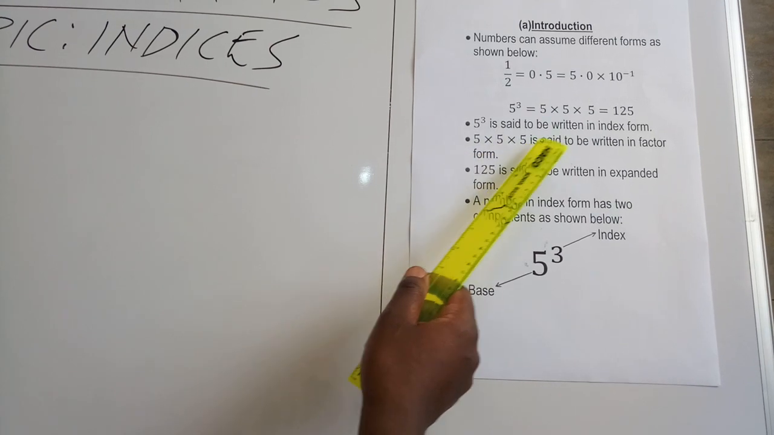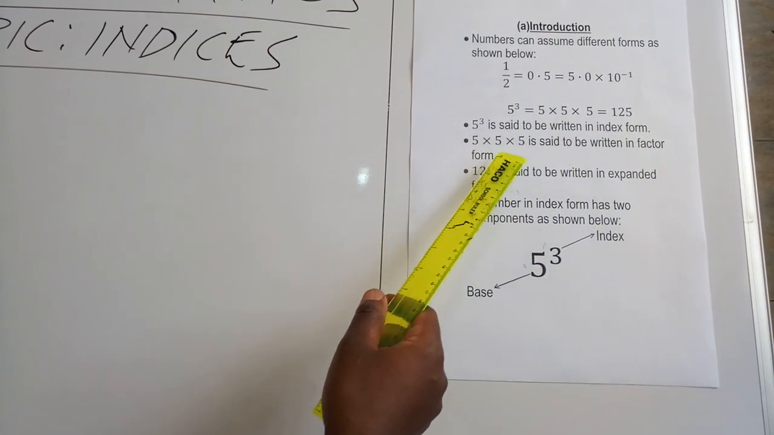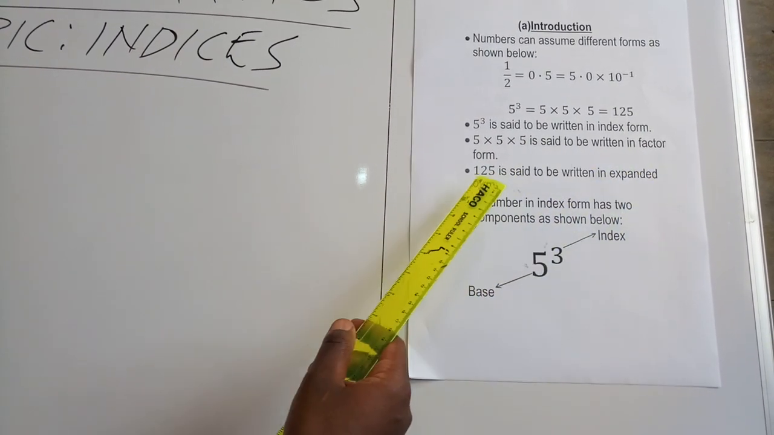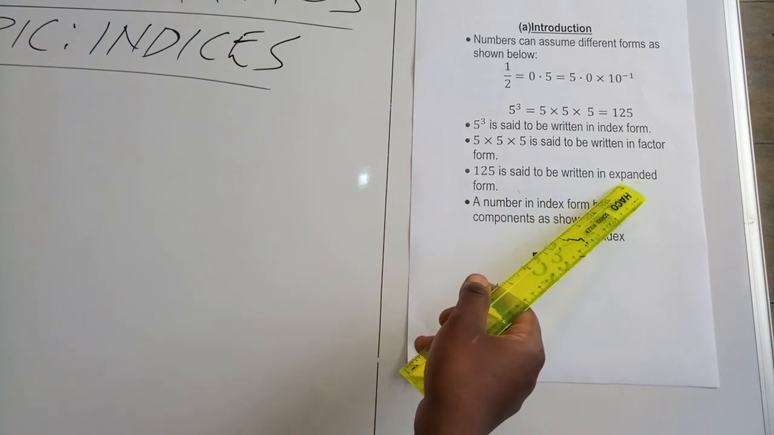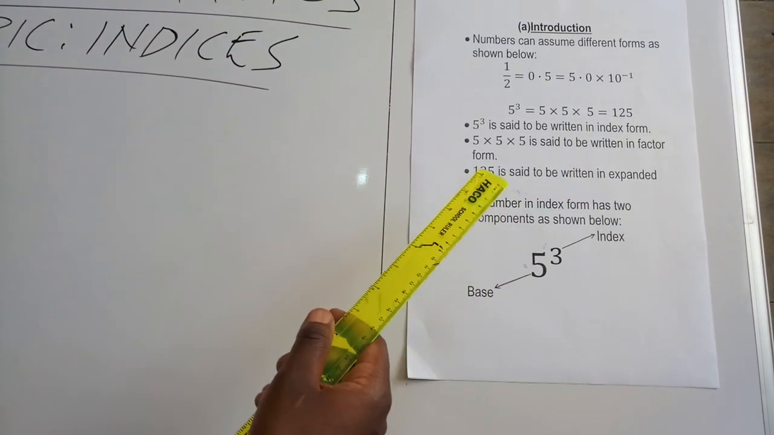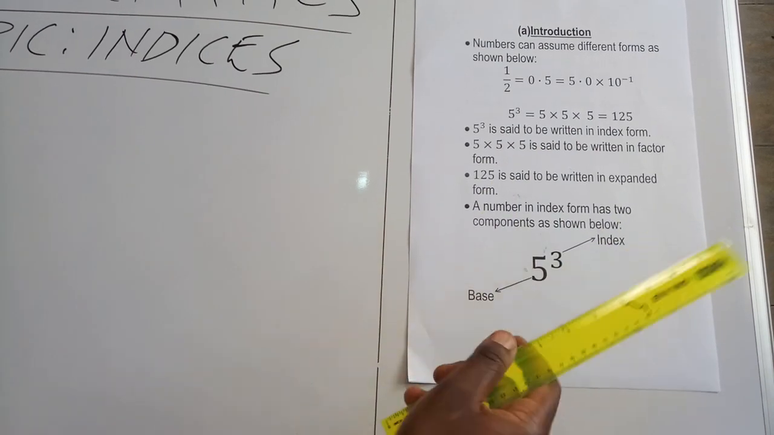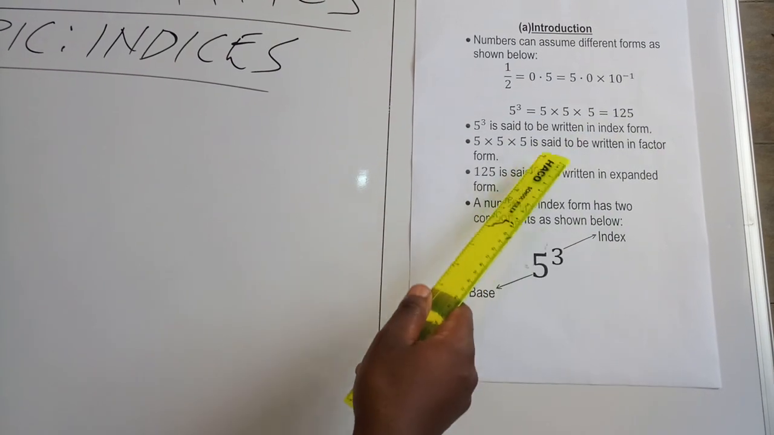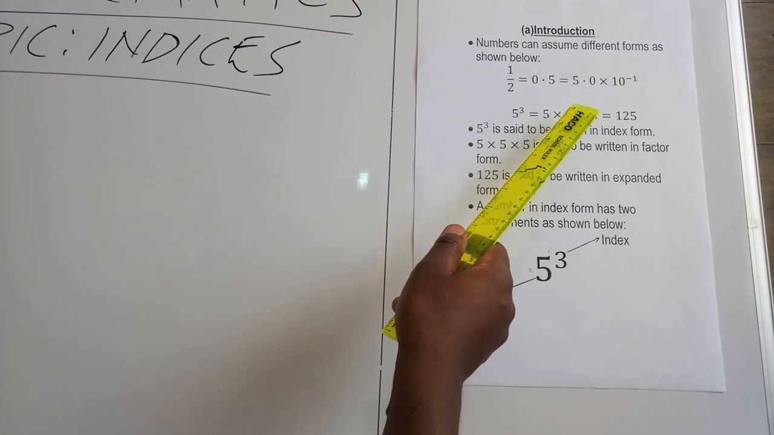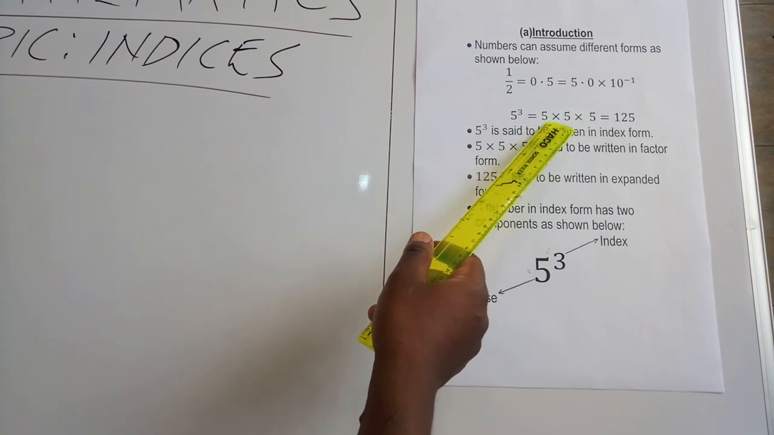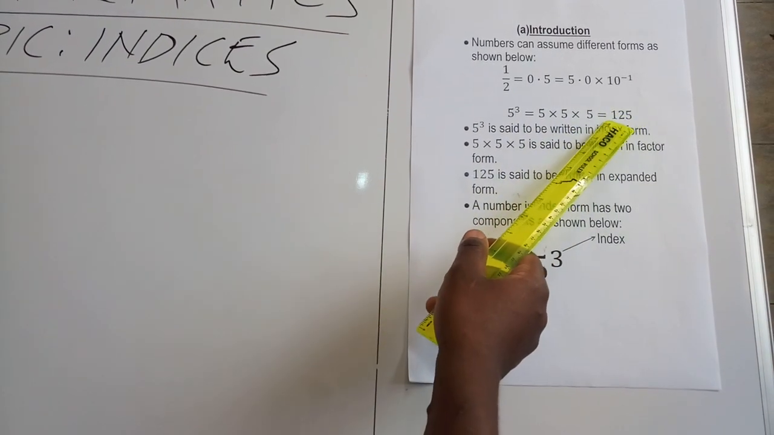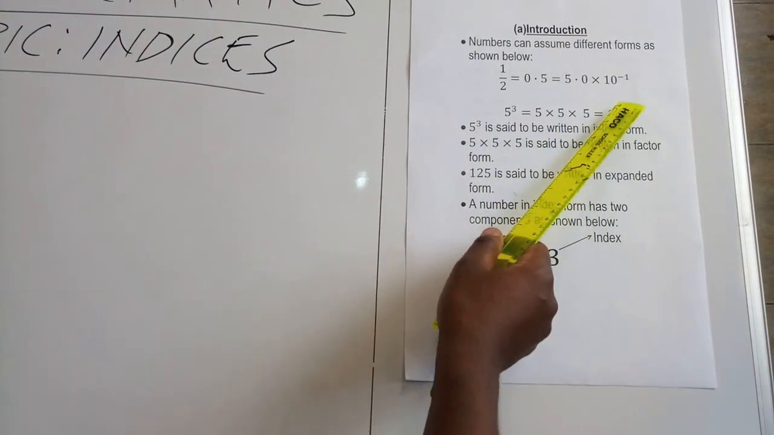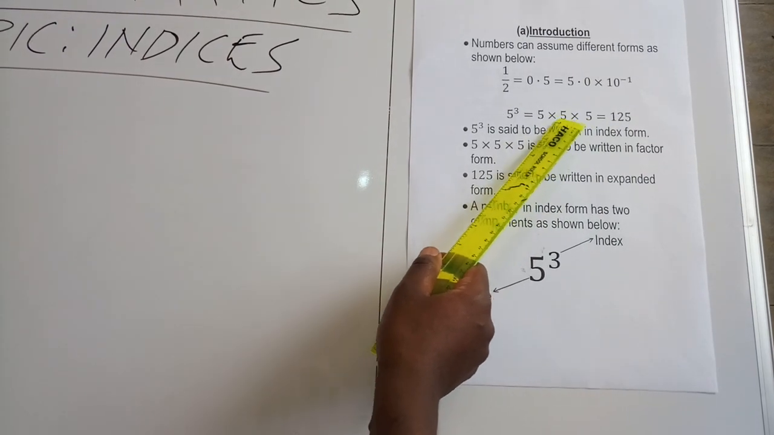5 times 5 times 5 is said to be written in factor form. Of course, 125 is said to have been written in expanded form. The word expanded comes from the word expansion, which means joining smaller units to get a bigger unit. So here we have 5, 5 and 5 being smaller units which are combined to give us the bigger unit 125.